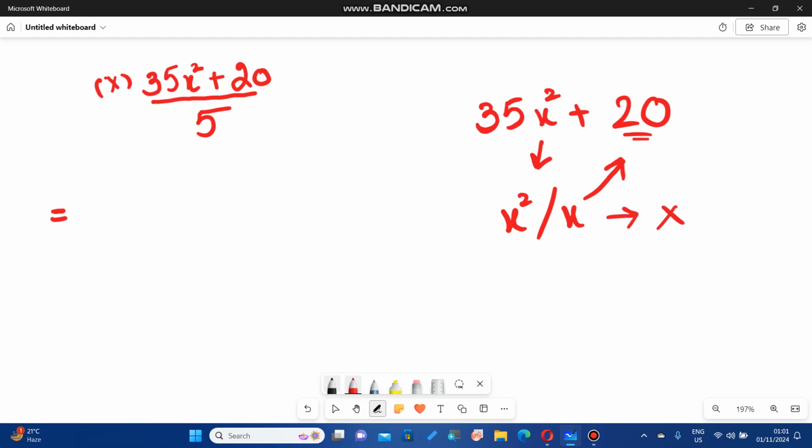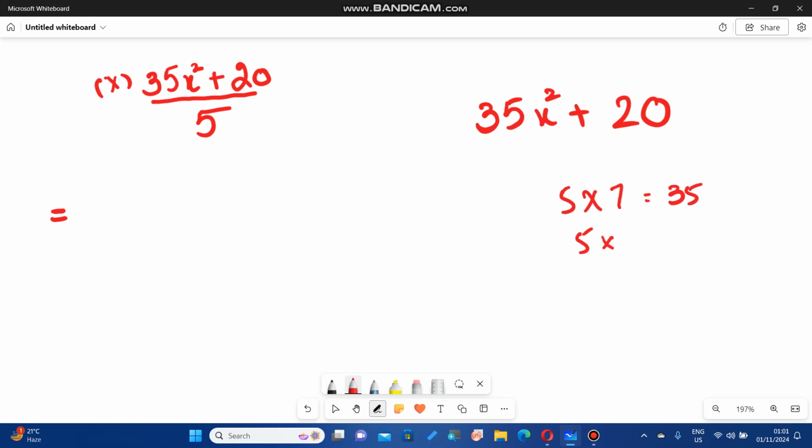Now we have the terms 35 and 20. We have to take something common out of 35 and 20. We can take the number common that contains both 35 and 20 in its table. What do we have? We have 5 here. 5 times 7 equals 35 and 5 times 4 equals 20. So what we're going to do here? We are going to take common 5. We can write 5.